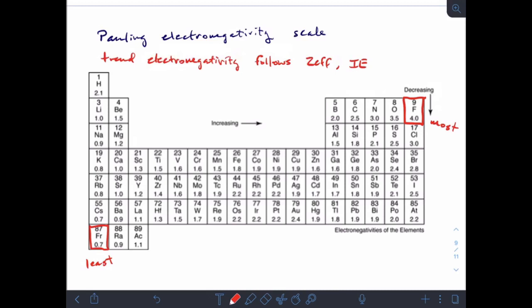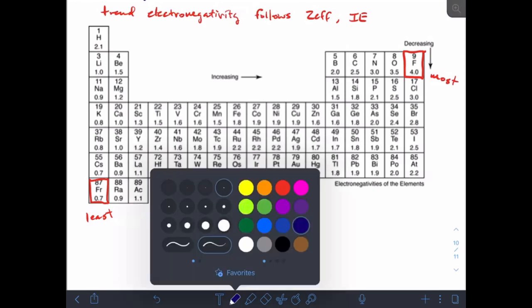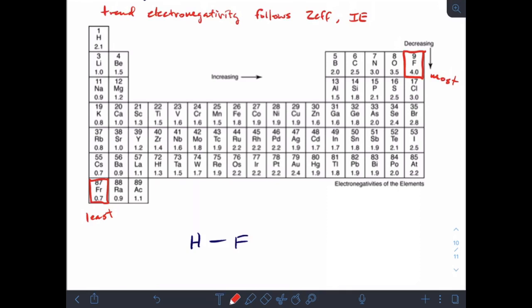So why do we care? The reason is that electronegativity affects how electrons are shared. If I have, for example, a hydrogen-fluorine bond, it's a covalent bond, so the electrons are shared, but they're not shared equally. Fluorine is way more electronegative than hydrogen. If I were to draw a representation of the electron cloud around this bond, most of the electrons spend most of their time around the fluorine. Fluorine is much better at pulling the electrons toward it than hydrogen is. So fluorine has the negative end of the bond, and hydrogen has the positive end of the bond.